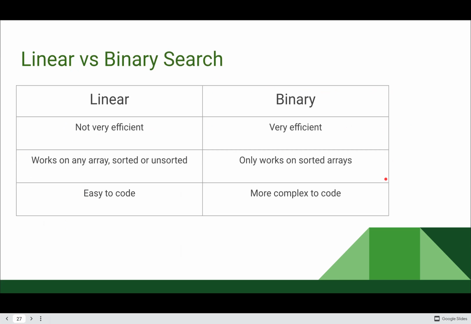So, some comparisons between linear and binary search. Linear search is not very efficient, but it works on any array, whether it's sorted or unsorted. And linear search is very, very easy to code. You're just looking through every single element, checking if it's what we're looking for. Binary search, however, is incredibly efficient, but it only works on sorted arrays, and it's a bit more complex to program.